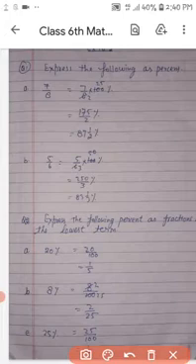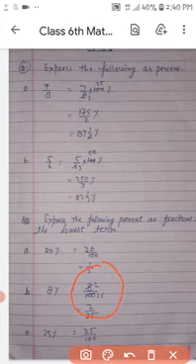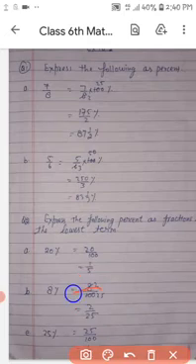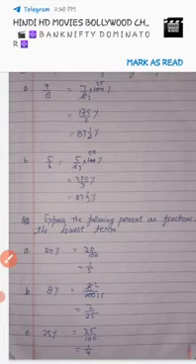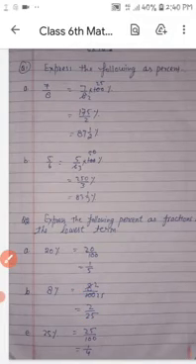Now 8% is equal to 8 upon 100. Cancel out the table of 4. 4 twos are 8, 4 twenty-fives are 100. So 2 upon 25. Now 25 upon 100 here. Now cancel out the table of 25. 25 ones are 25, 25 fours are 100.